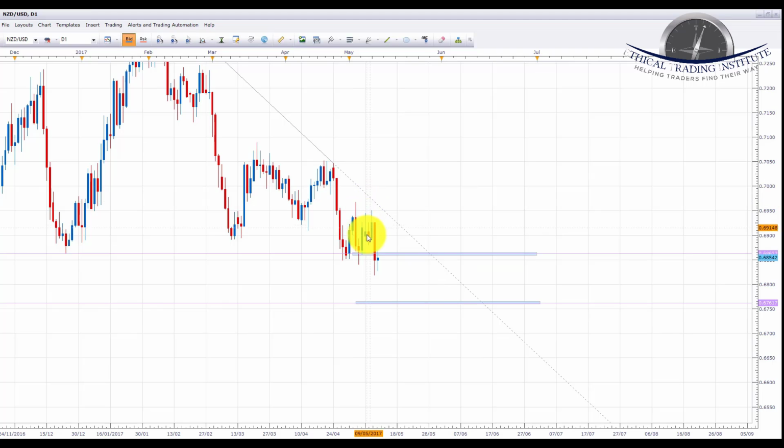So we do have a bias for some weakness on the dollar next week on the US dollar index. However, this is still setting up to the downside, and you may just find New Zealand is weaker than the US dollar. So still be keeping an eye on this, and I am going to look for shorts down to the 0.676 area on this pair.